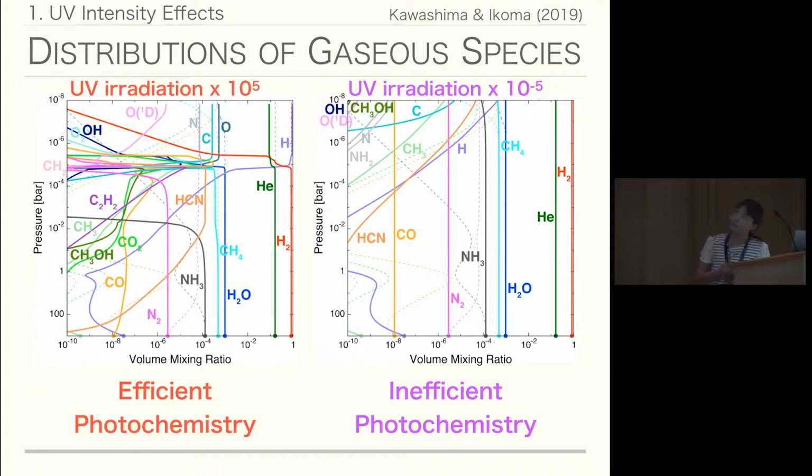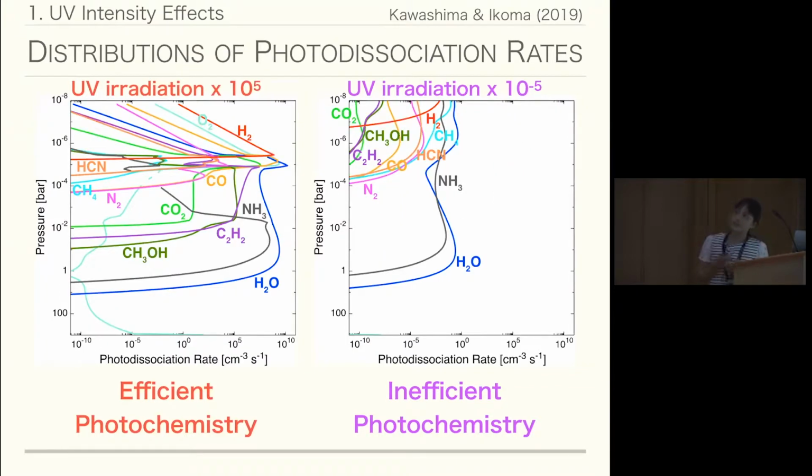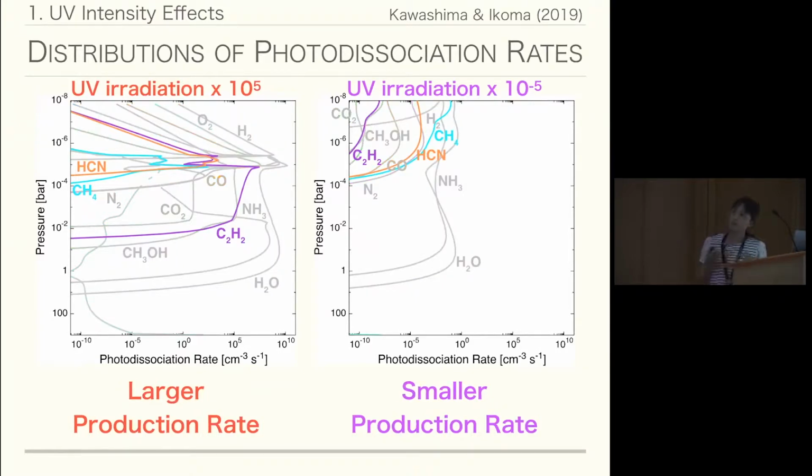And as for the photodissociation rate of each molecule, you see that the photodissociation rates of each molecule are larger for the high UV radiation intensity case because of the larger incoming photon flux. And for the photodissociation rates of haze precursors, you see that for the high UV radiation intensity case, the photodissociation rates of haze precursors are also larger. So in summary, the production rate is larger for the high UV radiation intensity case and smaller for the low UV radiation intensity case.